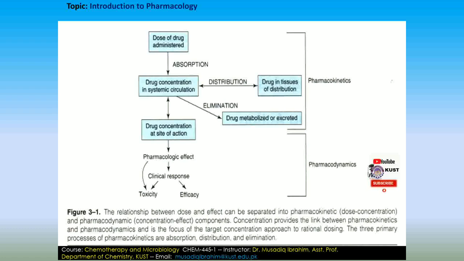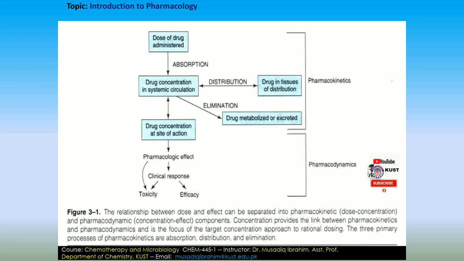And then come the toxicity and efficacy studies. Toxicity is how much of the antibiotic or specific drug, when given, reaches a toxic level, and similarly how much antibiotic or specific drug can be given so that it has maximum efficacy and is not causing any toxicity. All of these are studied in pharmacodynamics, and the mode of action is also studied in pharmacodynamics.